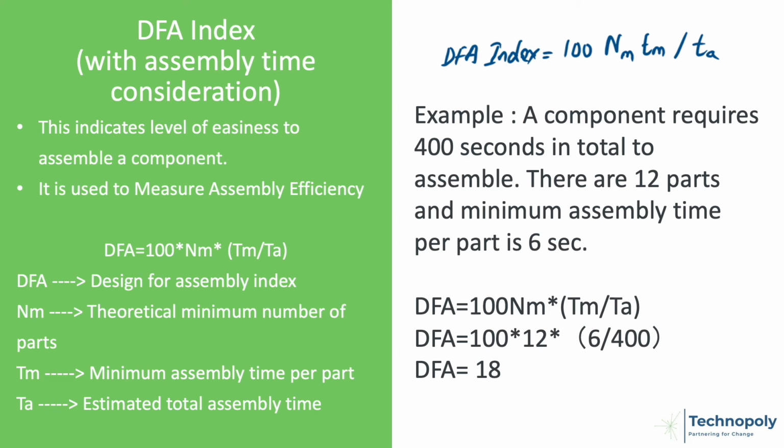Another measure for determining the efficiency of your design is a DFA index with assembly time consideration. This measure uses both parts and time, where DFA index is equal to 100 multiplied by the theoretical number of parts multiplied by the minimum number of assembly time per part, over the total assembly time. By getting the ratio, we're able to establish an index where we can compare a base design and a new design, and comparing the values of your DFA index, the higher DFA index means the better your design is.